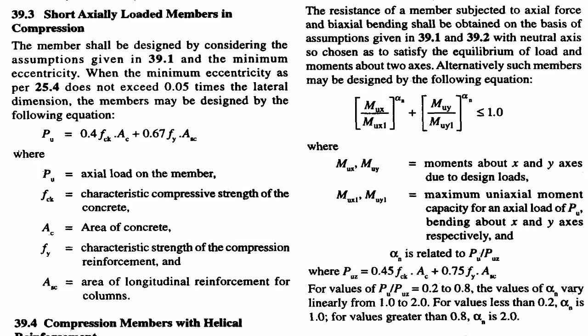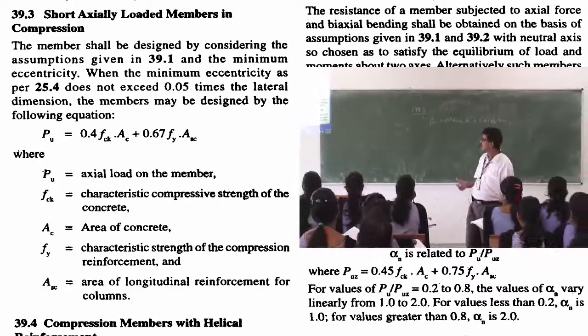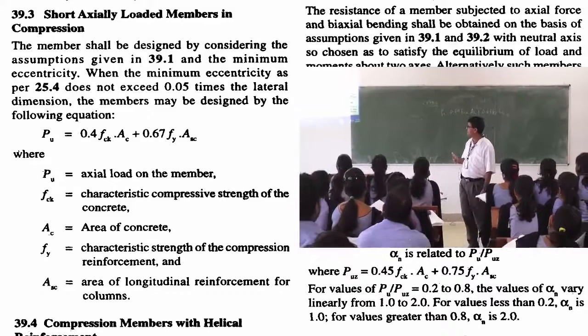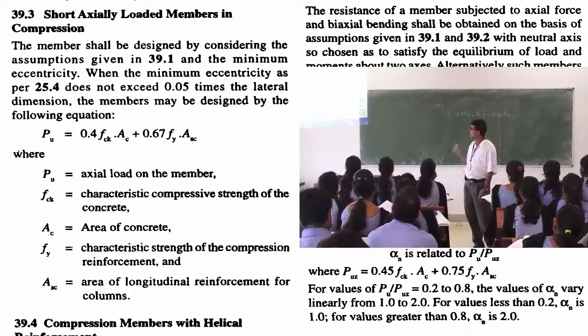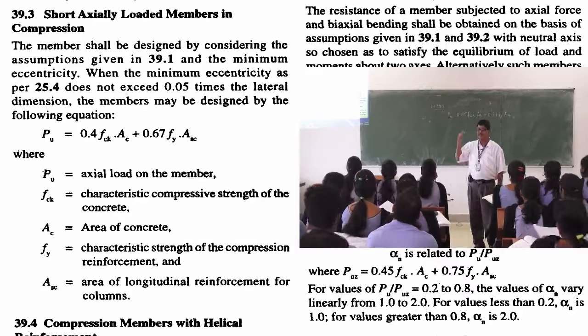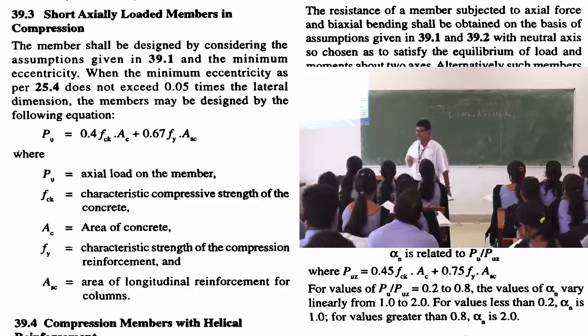Pu is the axial load of the member, and fck is the characteristic strength of the concrete, and Ac is the area of concrete. fy is the characteristic strength of the compression reinforcement, and Asc is the area of longitudinal reinforcement, not the ties. It is the longitudinal reinforcement, that means main bars. Okay. Now how to find Ac?